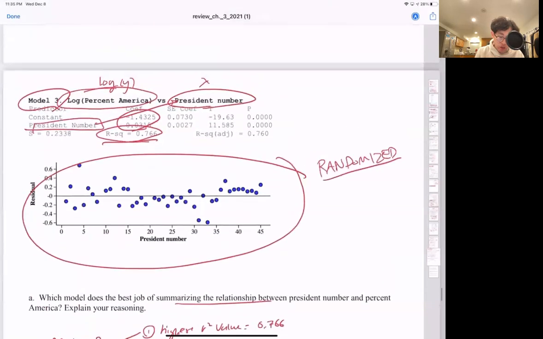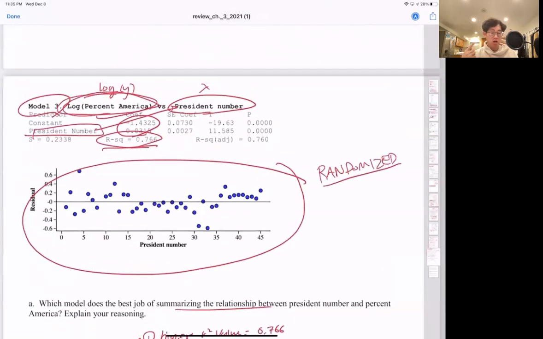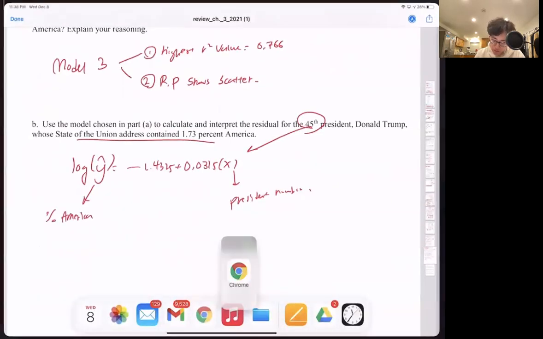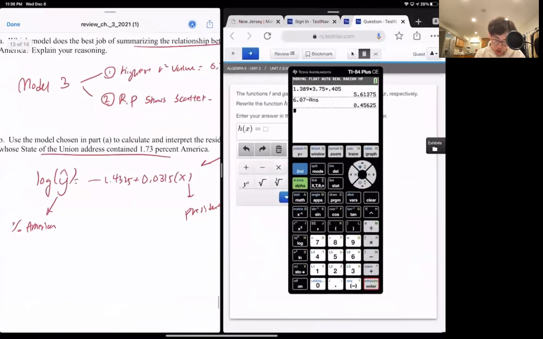But there's one thing that we need to keep in mind. This is log of y. So when we actually make the equation, we want to say log of y hat is equal to this equation. So at the end, we want to pick the 45th president. So we're going to put the 45 in there. So if I use this equation, I'm going to put a negative 1.4325 plus 0.0315 times 45th president. That becomes negative 0.015. So log of y hat is equal to that.